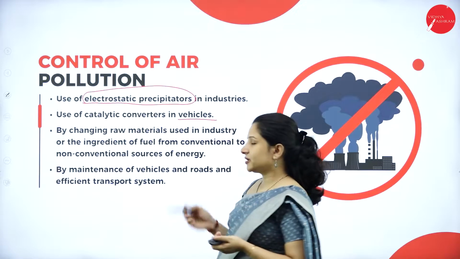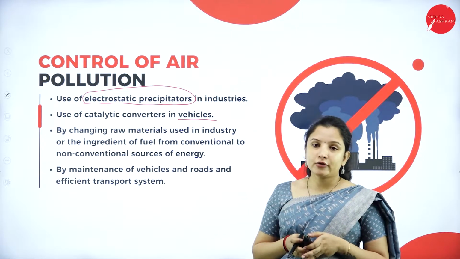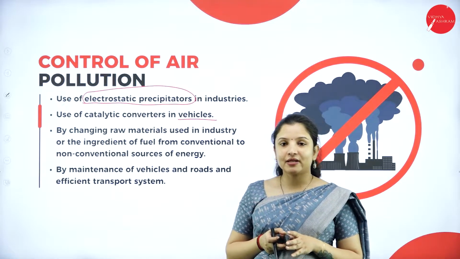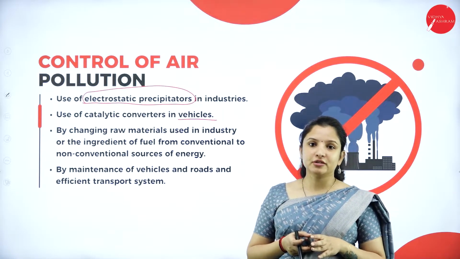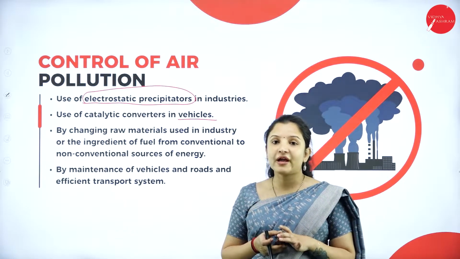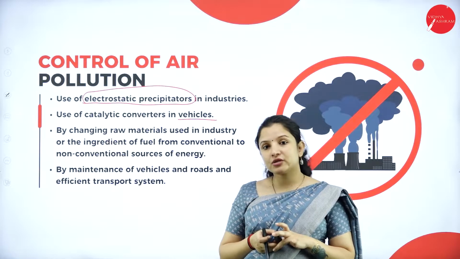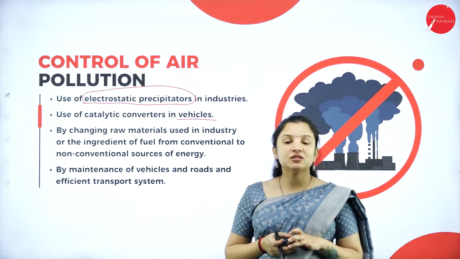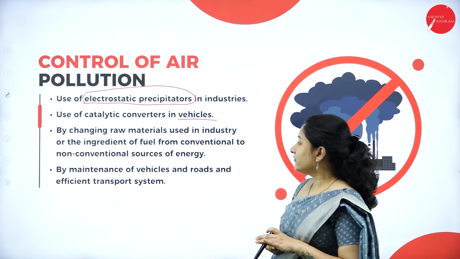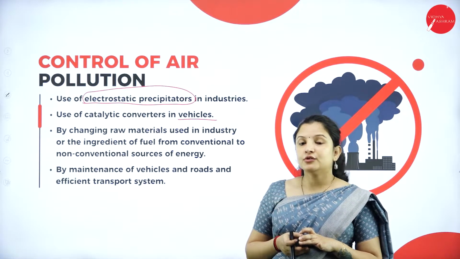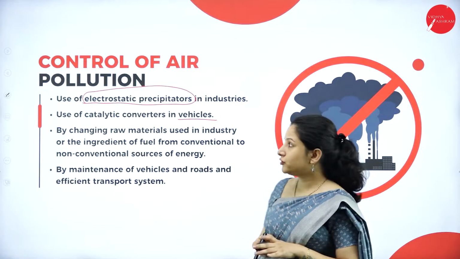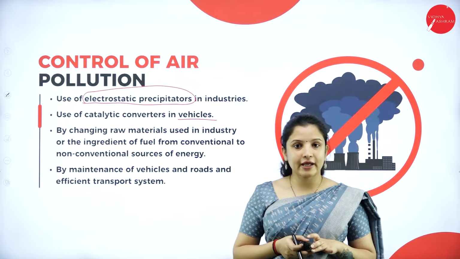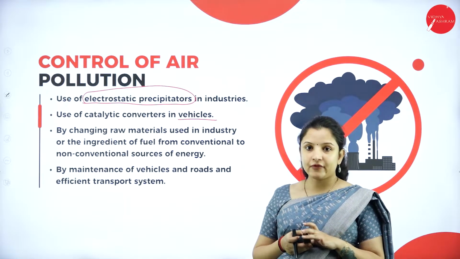Next is vehicles. Again here, we cannot go back to the olden eras wherein people used to walk. It is not possible because nowadays life is quite busy, we need to reach everywhere in time, we need to work, we need to earn, and the world is very, very fast, right? So vehicles cannot be avoided. So how can we control air pollution without avoiding vehicles?